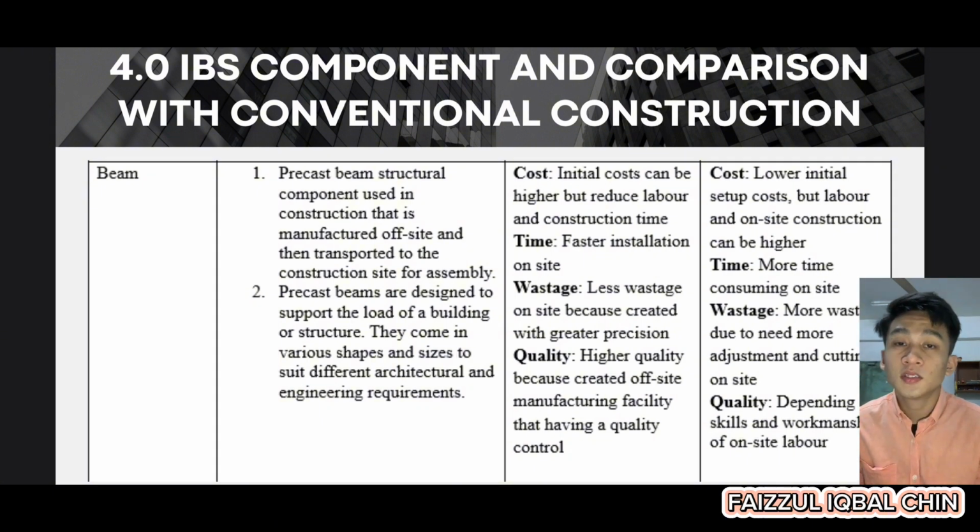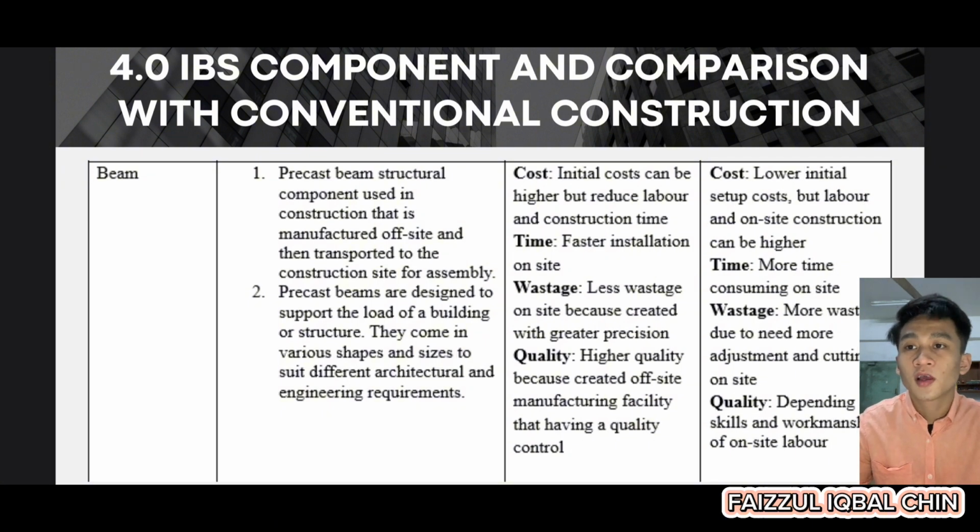For comparison, first is cost. For IBS, the initial cost can be higher but it reduces labor and construction time. For conventional, there is a lower initial setup cost but labor and on-site construction can be higher. For the time, IBS has faster installation on-site and conventional is more time consuming on-site.